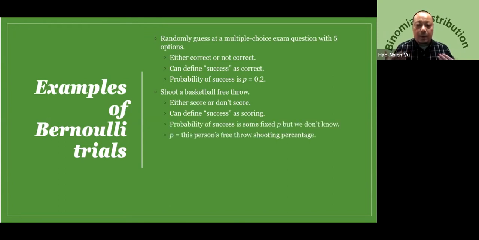Then there is a probability of success P. We don't know what it is. It is equal to that person's free throw scoring percentage. Some people are really good and they have like an 80% free throw percentage, and some people are not so good and they have a 15% free throw percentage. Whatever that number is, it is the probability P of making a free throw.